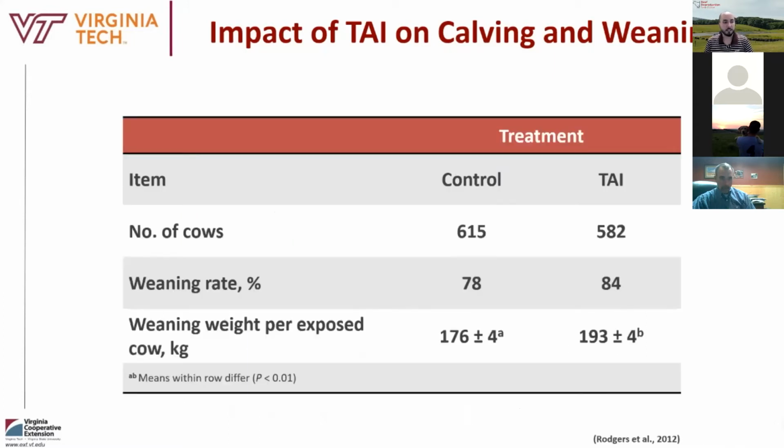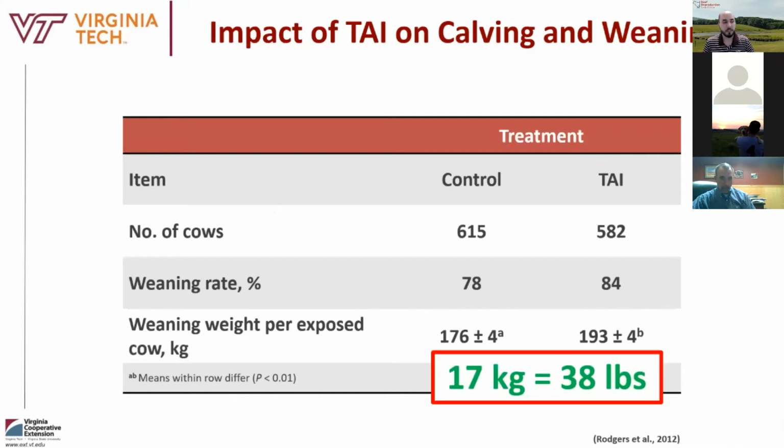And on that study, that really translated into more pounds of calf to be weaned and to be sold on those operations that use estrus synchronization, right? 38 pounds, which, if I'm not mistaken, at the time the economic analysis was made, it was almost like $50 more per cow exposed because of those increasing pounds of calf to be sold.